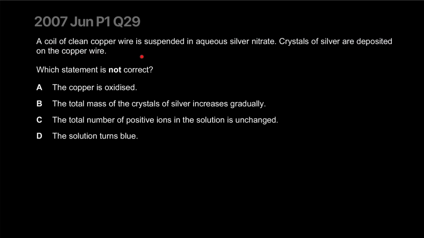A coil of clean copper wire is suspended in aqueous silver nitrate. Crystals of silver are deposited on the copper wire. Which statement is not correct? The copper is oxidized. The copper is actually turning into a solution, so copper metal is losing electrons to form copper ions. That's all it can do. So this is loss of electrons, that is oxidation. This is indeed oxidation, right?